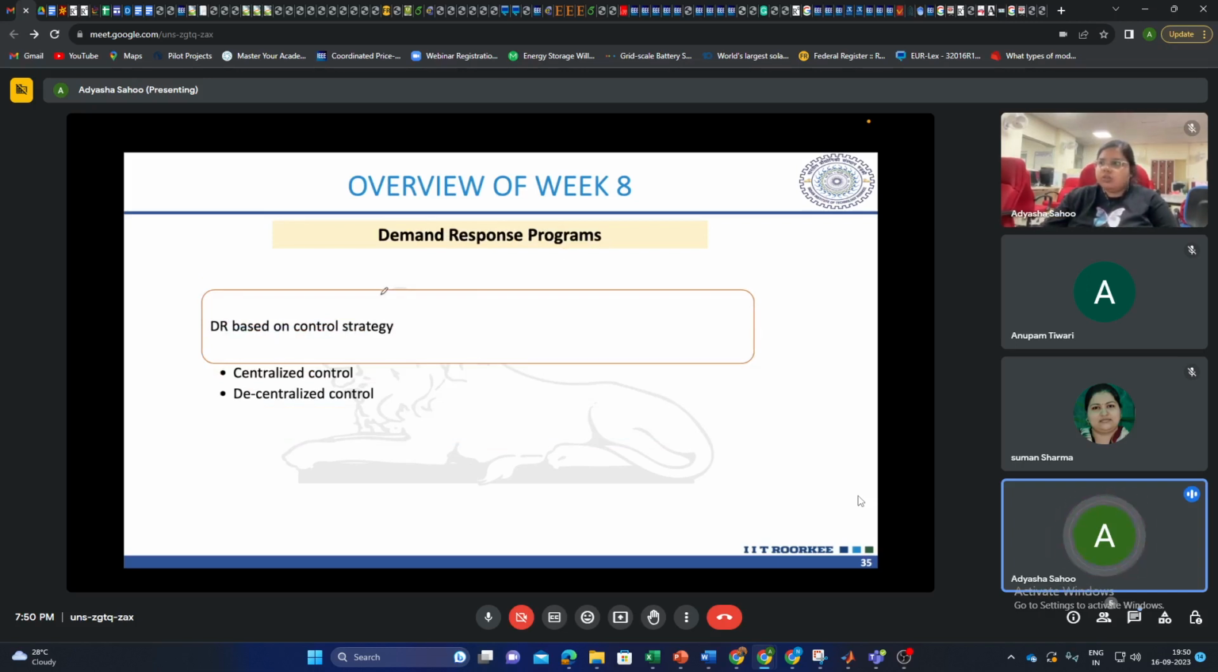So coming to various demand response programs, it can be classified first based on control strategy, whether it is a centralized or a decentralized one. So what will happen in centralized is the DSO will give the dispatch commands for the demands. And for decentralized control, either there is a DSO, there is an aggregator, and there are loads. So the aggregator can act between these two quantities. So in that way, it can be decentralized.